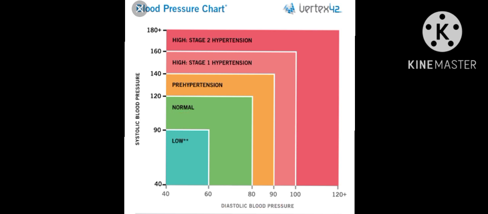Now there are 3 stages of high blood pressure. When the reader reaches 130/80, it is stage 1. When it is 140/90, this is stage 2.